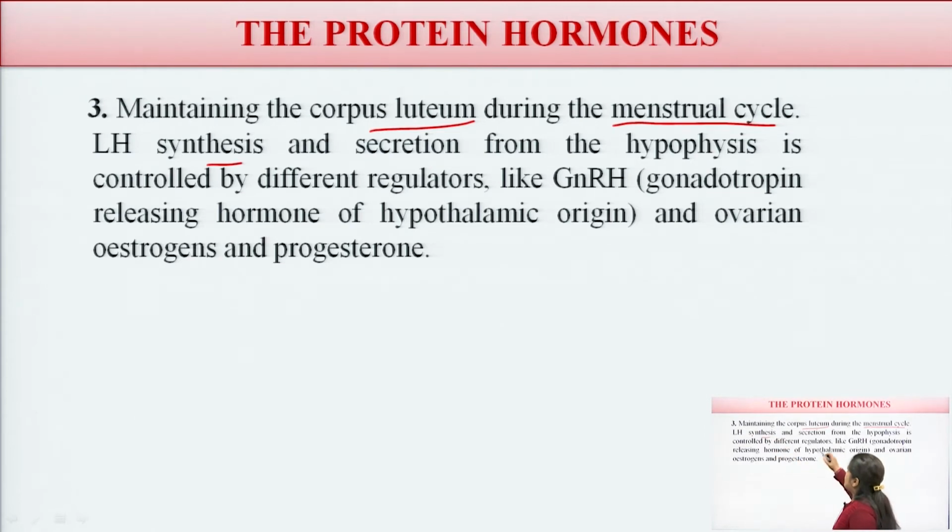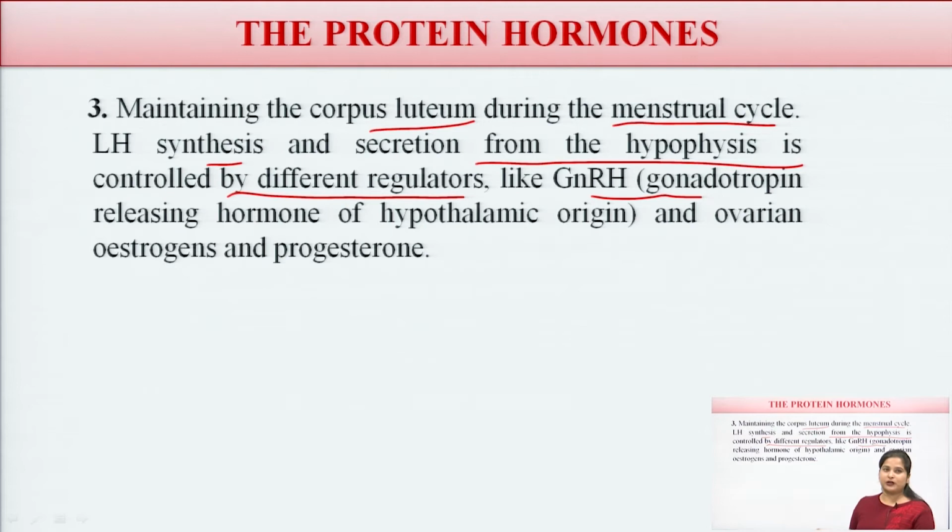LH synthesis and secretion from the hypophysis is controlled by different regulators, that is GnRH. This GnRH, the gonadotropin releasing hormone, also controls the release and synthesis of FSH. GnRH also controls the synthesis and release of the LH, and the ovarian estrogen and progesterone hormones.